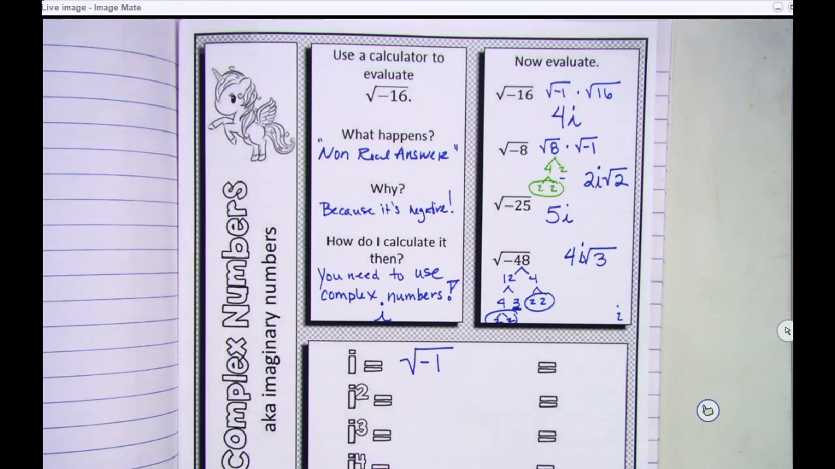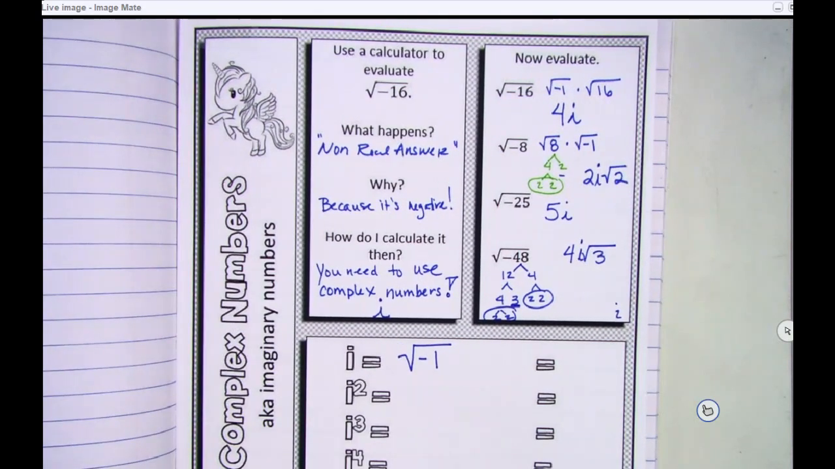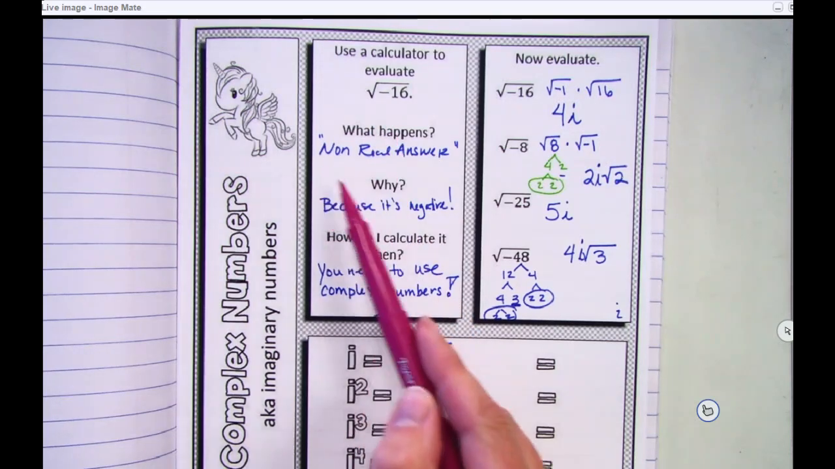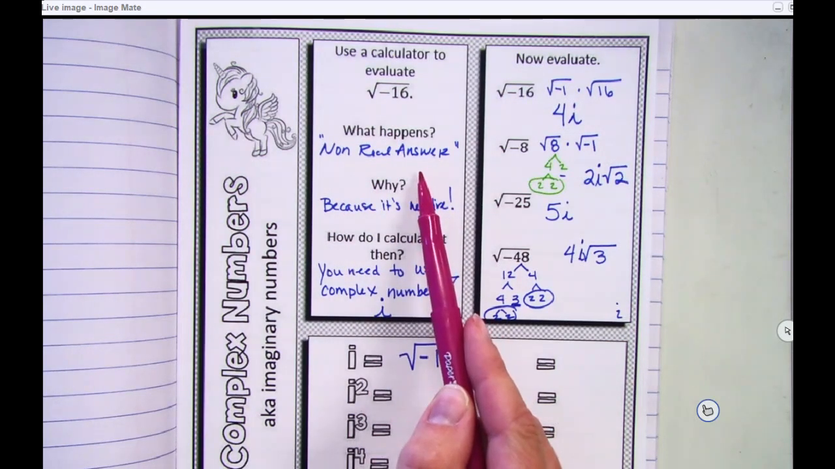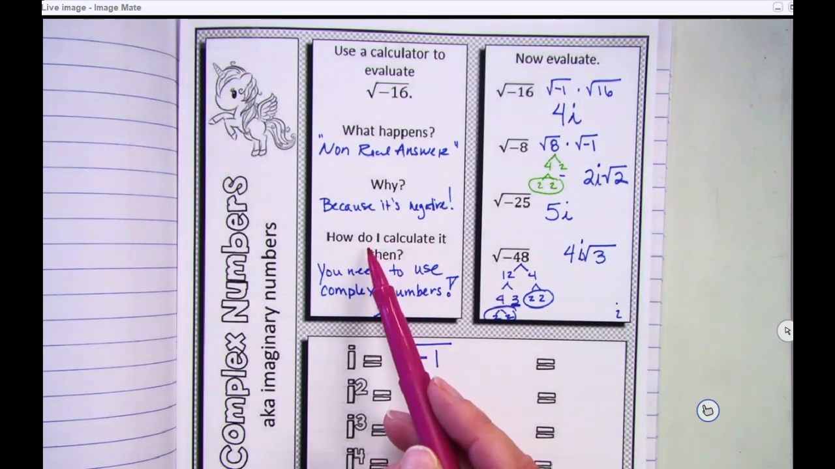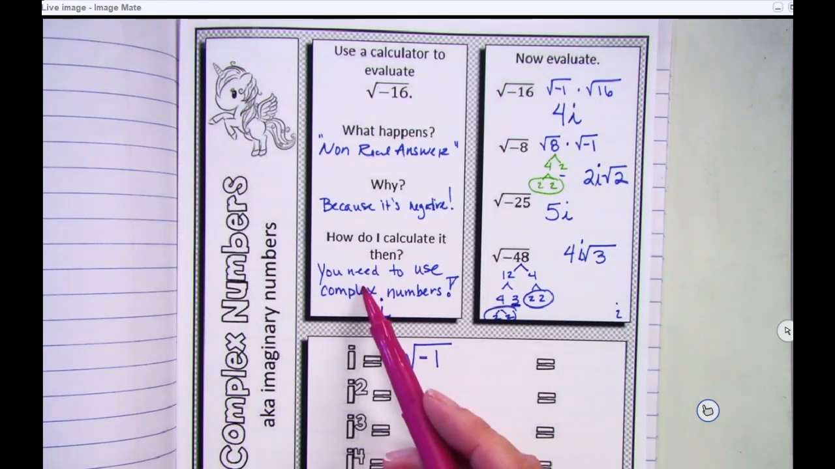We started this yesterday, and I'd forgotten to record it, but basically what we focused on is, if I type in the square root of a negative number in my calculator, what does it tell me? It gives me an error, no real answer, right? Because it's negative. So we've got to be able to calculate with square roots of negative numbers because they honestly show up all the time in real life.